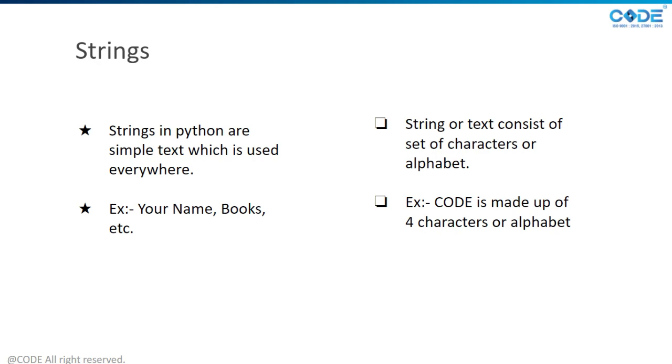For example, here "code" is a collection of four characters or four alphabet. Similarly, your name also consists of some alphabet or characters. So, the str data type represents a string, as str is a class for all string data types.